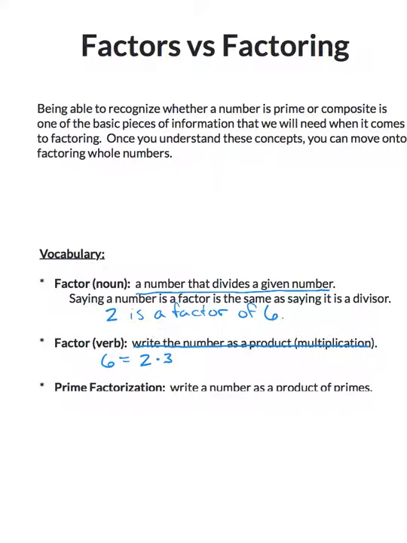The last vocabulary that we have is prime factorization. Prime factorization means writing as a product of primes. So for instance, in the previous example, 6 equals 2 times 3. Since 2 and 3 are both prime numbers, that would be considered the prime factorization.